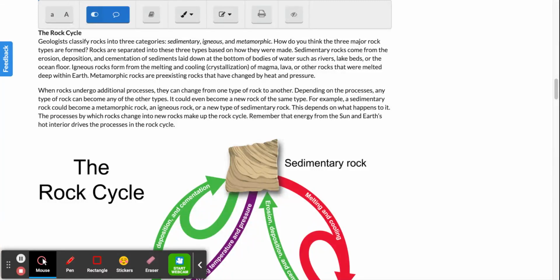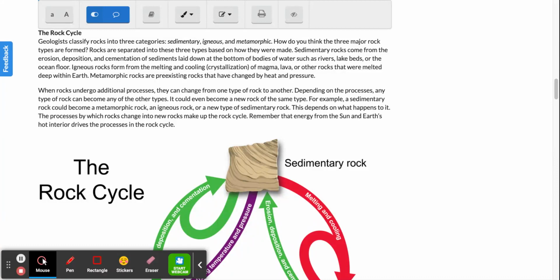Sedimentary rocks come from the erosion, deposition, and cementation of sediments laid down at the bottom of bodies of water such as rivers, lake beds, or the ocean floor. Igneous rocks form from the melting and cooling, crystallization, of magma, lava, or other rocks that were melted deep within Earth. Metamorphic rocks are pre-existing rocks that have changed by heat and pressure.